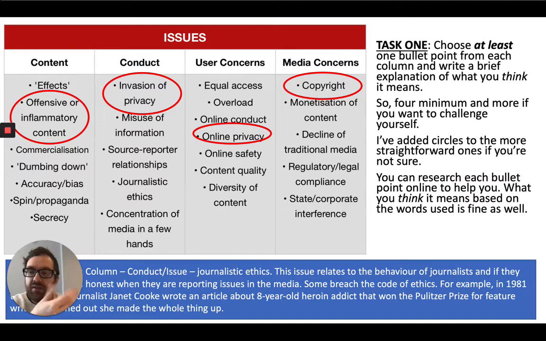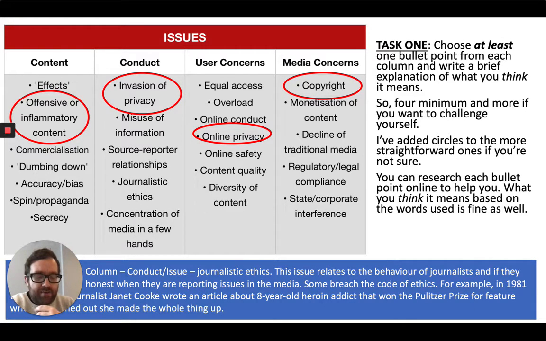Is it being spun to fit a narrative for a politician? And secrecy is to do with whether there's anything in the content that is questionable in terms of whether the public should have access to it. So conduct, that's to do with how the media behave, I suppose.